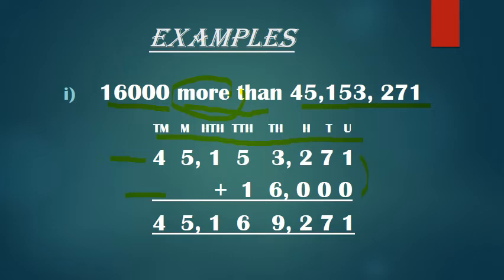Add 1 to 0, we get 1. Then 7 plus 0, 7. 2 plus 0, 2. 6 plus 3, 9. 5 plus 1, 6. And we write the same 1, 4, 5 and 4 as in the answer. So the answer of this question is 45,169,271.